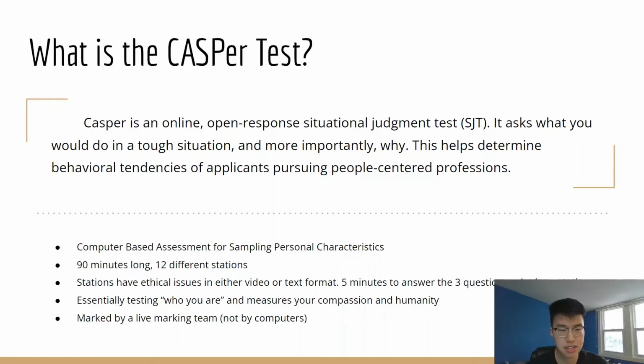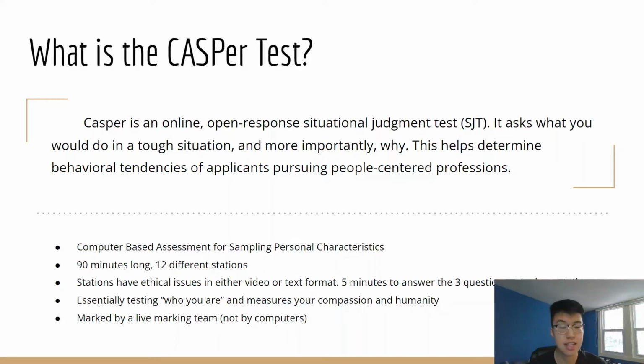So yeah, some more general facts before we move on. Casper stands for Computer-Based Assessment for Sampling Personal Characteristics. It's 90 minutes long with 12 different stations, and the stations have ethical issues in either video or text format, as we'll see in the flashcards. And you're given 5 minutes to answer the three questions asked per station.